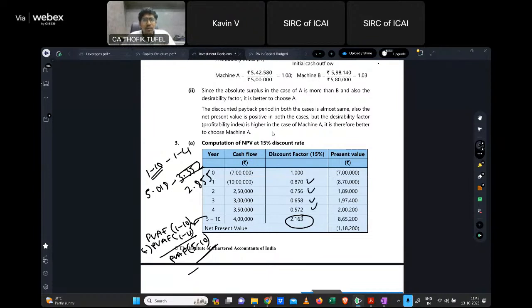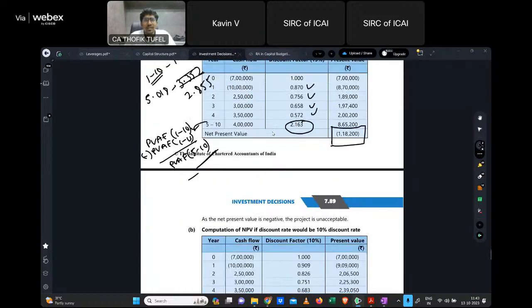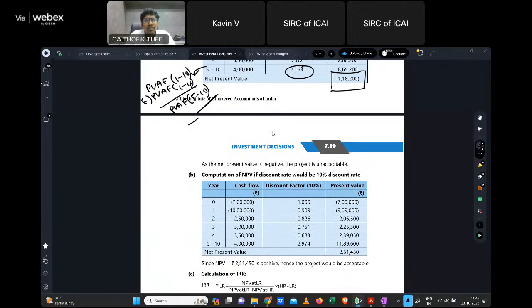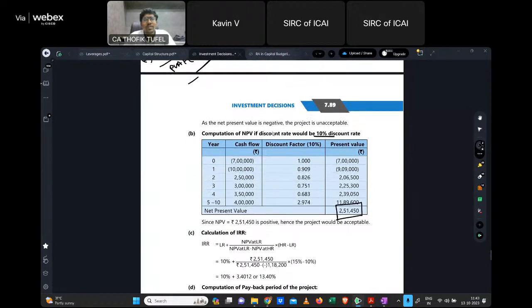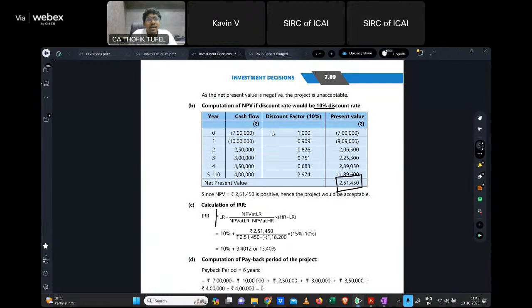You can already find out the net present value for the 15 percent rate. Same thing you do for the 10 percent rate, and you will get the net present value. Now this is the IRR as per the formula method.